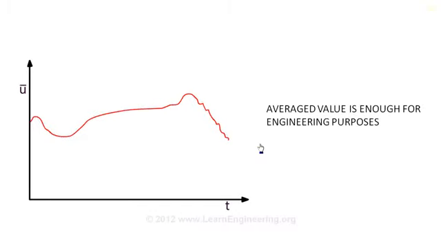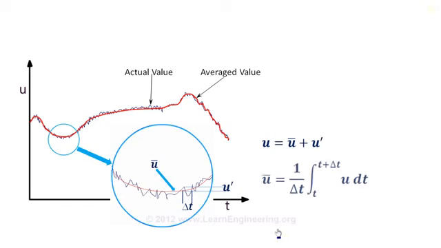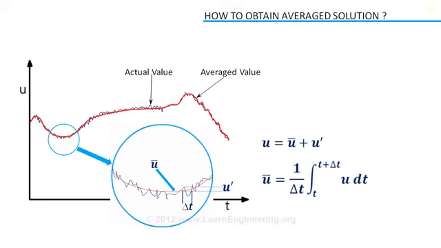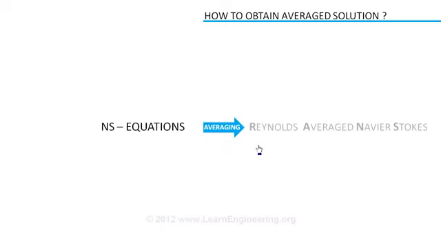This is in fact the average of the actual solution, where the averaging operation is defined like this. So any variable in a turbulent flow can be represented as the sum of a mean value plus a fluctuating value. To get these averaged values, instead of solving the actual NS equations, we can solve something called averaged NS equations. Navier-Stokes equations generated after the averaging operation are known as Reynolds Averaged Navier-Stokes equations.